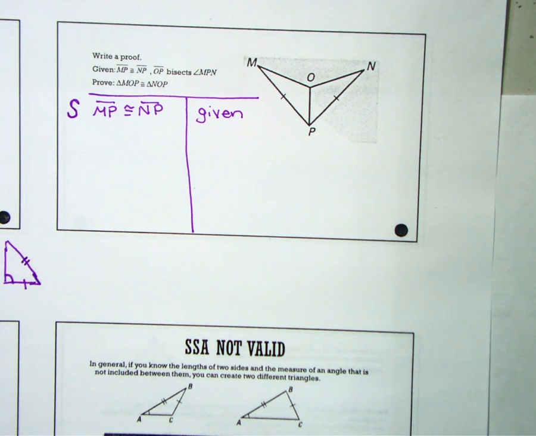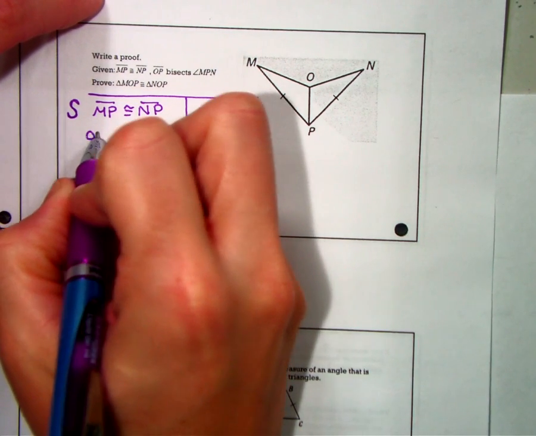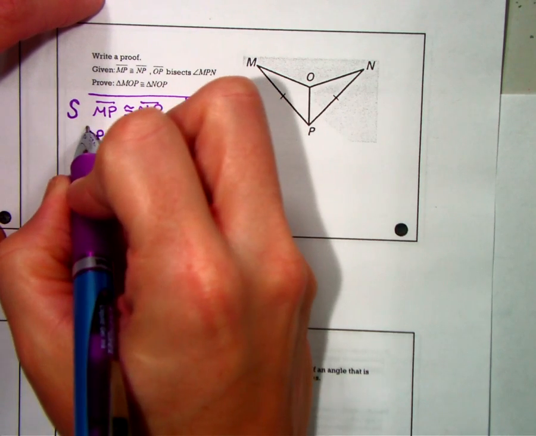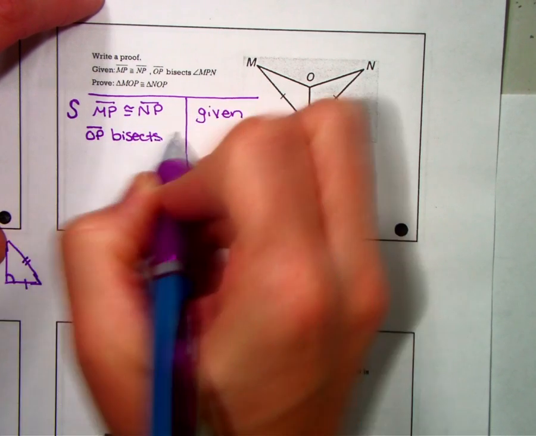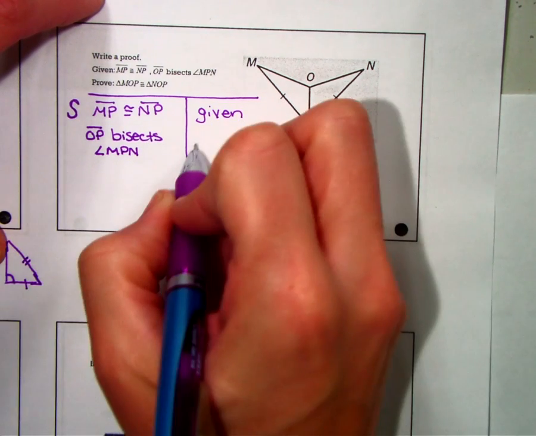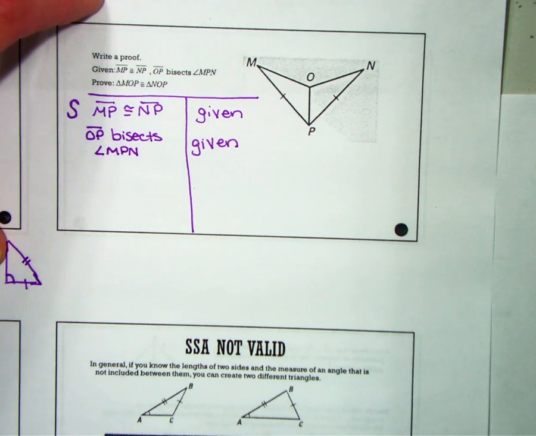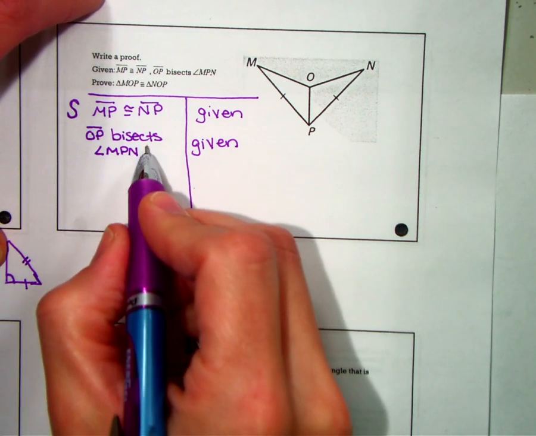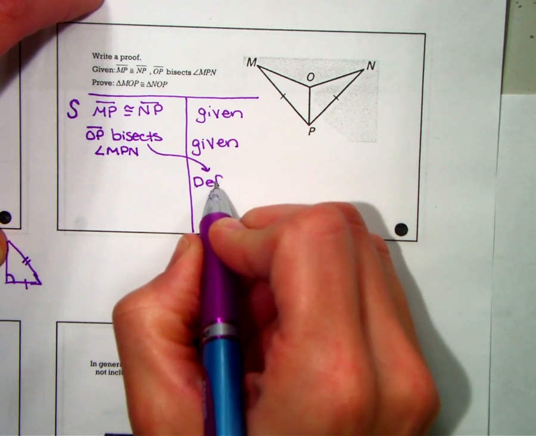There is another given. If there wasn't another given, this is where I would look for something from the picture. But there is another given, so I'm going to go ahead and use that other given. It's that OP, the segment bisects, that's a vocabulary, angle MPN. Okay, so because it says bisects right there, it should be a red flag. If it says bisects, yes, definition of.